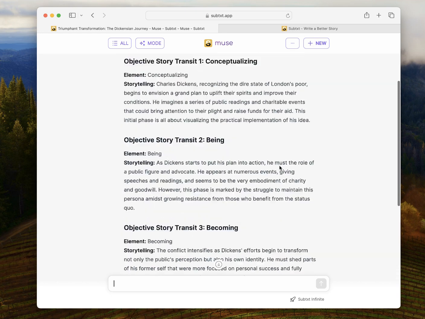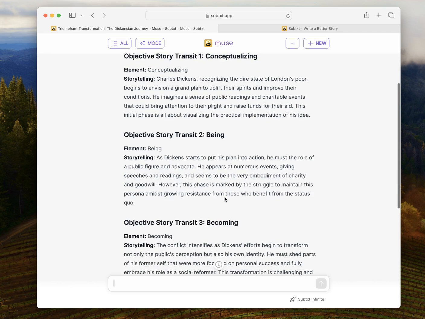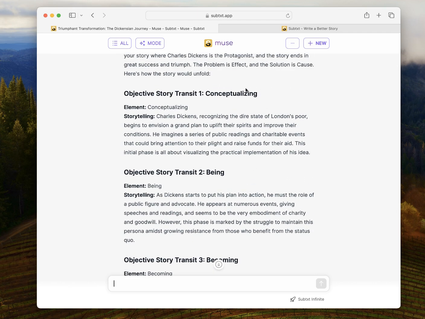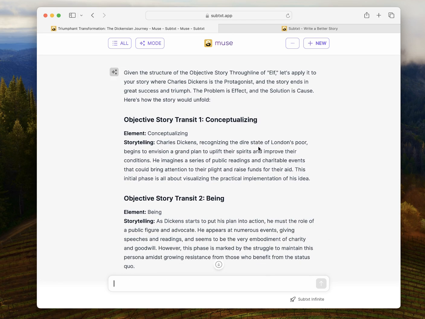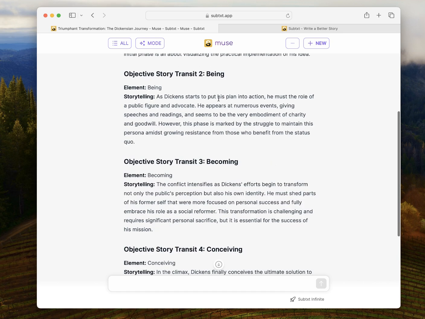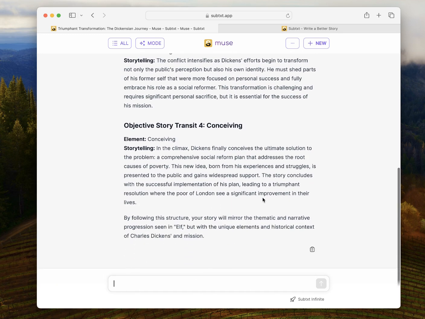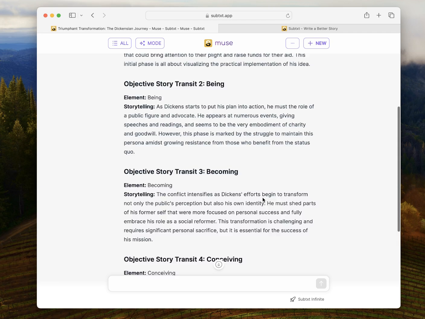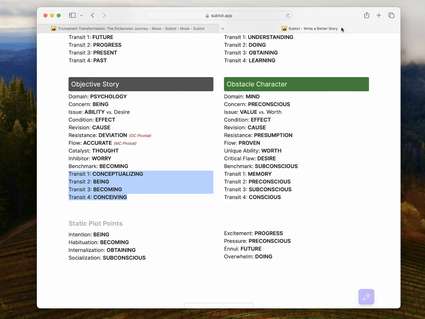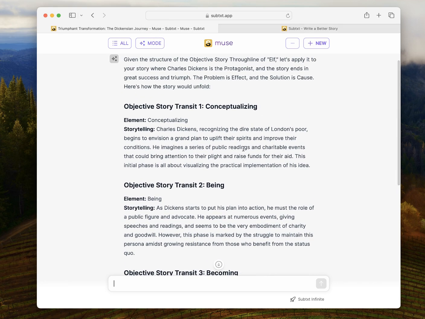Okay, cool. So you'll see from transit 1, 2, 3, and 4, it goes these very specific, or at least more refined looks at a problem of psychology, of manipulating, where the first act would be about conceptualizing, second act being, third act becoming, and then fourth act conceiving. So the idea is that in order to explore problems or conflict of psychology, these are the 4 areas of psychology that you would want to explore in order to get a better picture of where the conflict is. And that worked out perfectly. So that makes me super happy. So let's see the story.